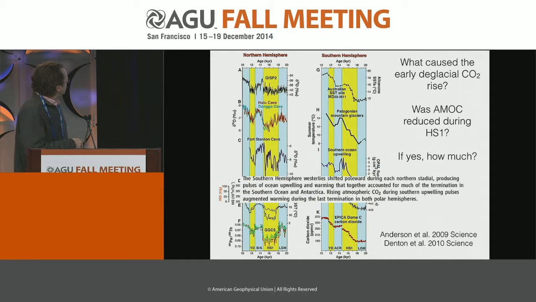Just to put up this quote here, I think this is from Anderson, so those authors, and also as Jochen Schmidt earlier mentioned, they also suggest Southern Hemisphere processes, in this case shifts in the Southern Hemisphere winds, being responsible for the CO2 release. But I will present a different hypothesis for this early deglacial CO2 release.